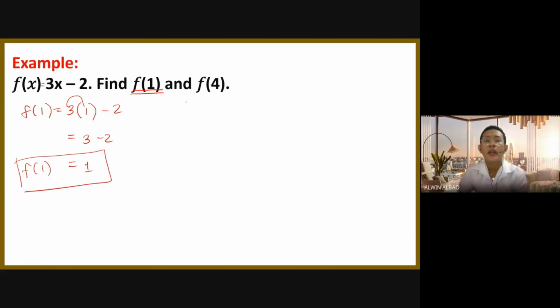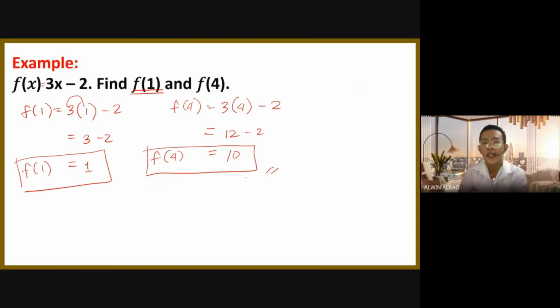What about f of 4? f of 4 is equals to 3 multiplied by 4 minus 2. Okay? So 3 multiplied by 4 is equals to 12 minus 2. Perform the operation. 12 minus 2 is 10. So therefore, f of positive 4 is equals to positive 10. So ganyan natin ina-apply yung function notation sa pagkuha ng ating f of x or function of x.